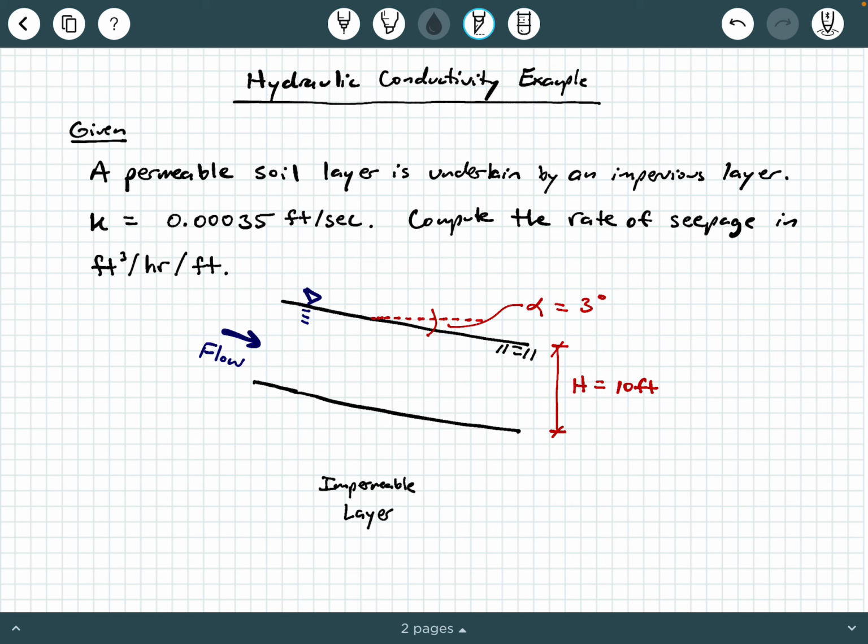And based on this diagram, we're assuming that this is one-dimensional flow, or one-directional flow. So that means that the flow is exclusively occurring along a path that is parallel to the soil layer, okay? The vertical height between the ground surface and the impermeable layer is 10 feet. And the slope of the ground surface, which we can also assume is the slope of the base of the layer, is at a 3-degree angle, okay? So that's what we're looking at.